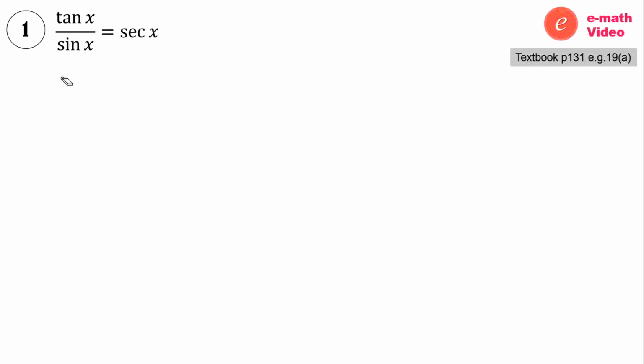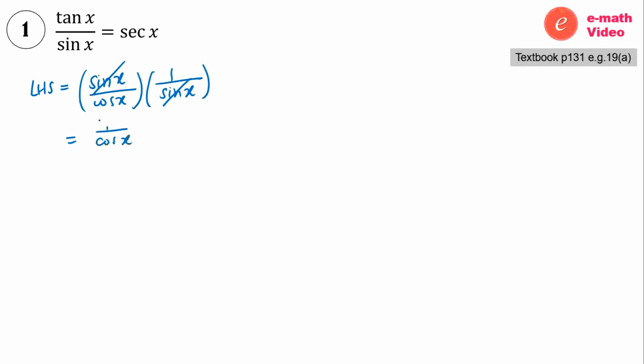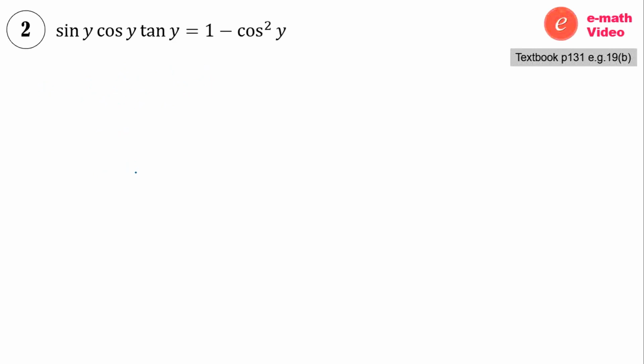First question is from the textbook. It's very easy. All you need to do is convert this tangent x into sine x over cos x. So left hand side equals sine x over cos x. Divided by sine x is times 1 over sine x. So sine x and sine x cancel, equals 1 over cos x. 1 over cos x is secant x. Proven.